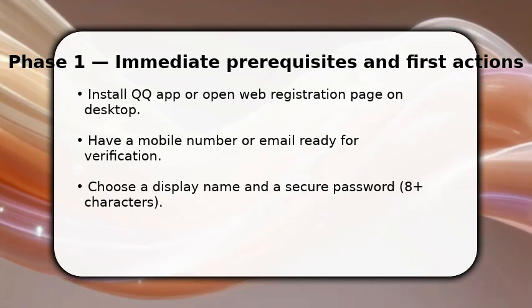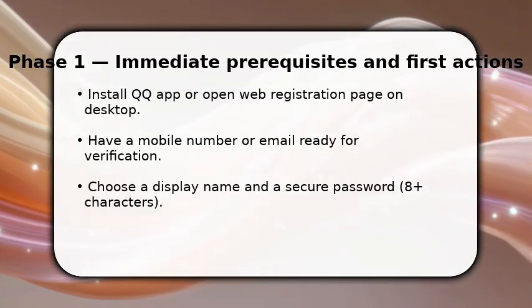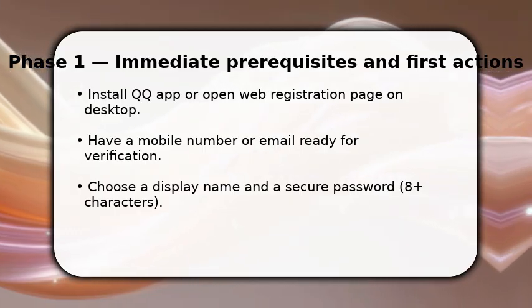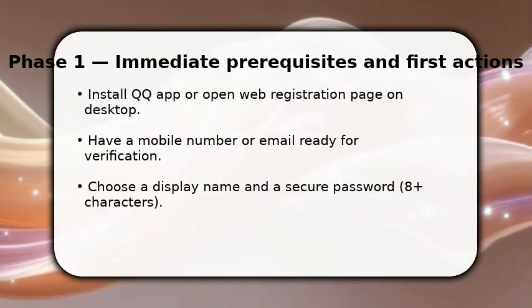You begin by preparing essentials. Install the QQ app or open the official sign-up page and have your mobile number or email at hand. Once ready, tap Sign Up, then choose whether to register with phone or email. Phone is faster for instant SMS codes.